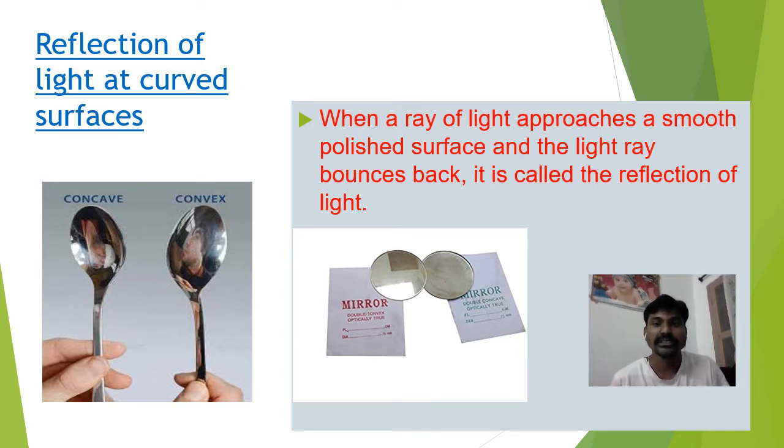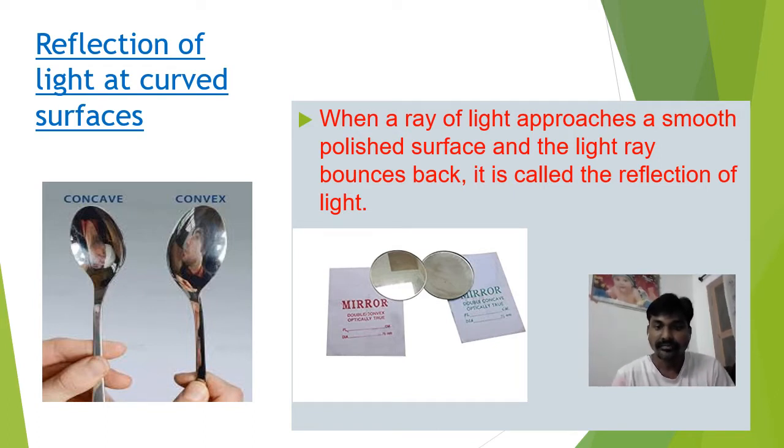So when light approaches a smooth polished surface, so here when you see any mirror, you can see two surfaces. One is polished smooth surface, and back side of that surface is coated surface. So when light is incident, that means when light falls on the smooth polished surface, the light gets back, that is called as reflection of light. Bounces back means getting back, that is called as reflection of light. Here what is getting back? The light ray that is getting back, that's why it's a reflection of light.